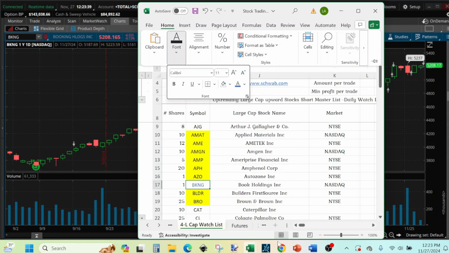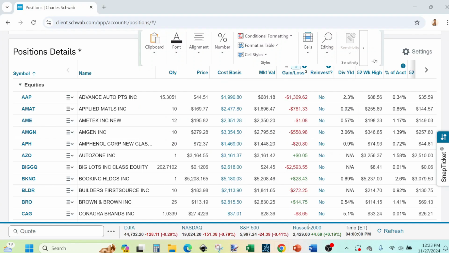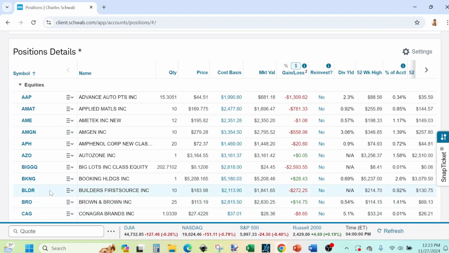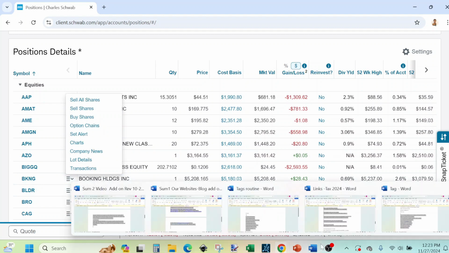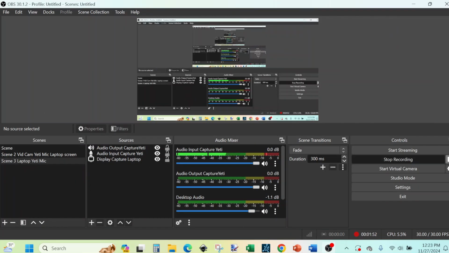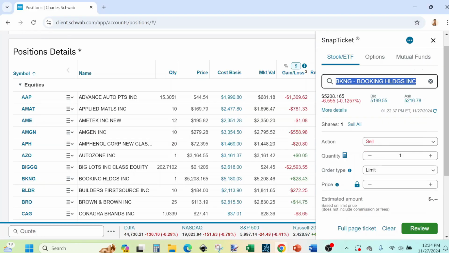And in this case, we have BKNG that was positive, and we bought it for trading. There are stocks in the account that we bought for dividend income purposes, and we have stocks we purchased for swing trading purposes as well. BKNG is a swing trading stock in the account. So we place the order to sell it. For placing the order, we click on sell all, and we have it.